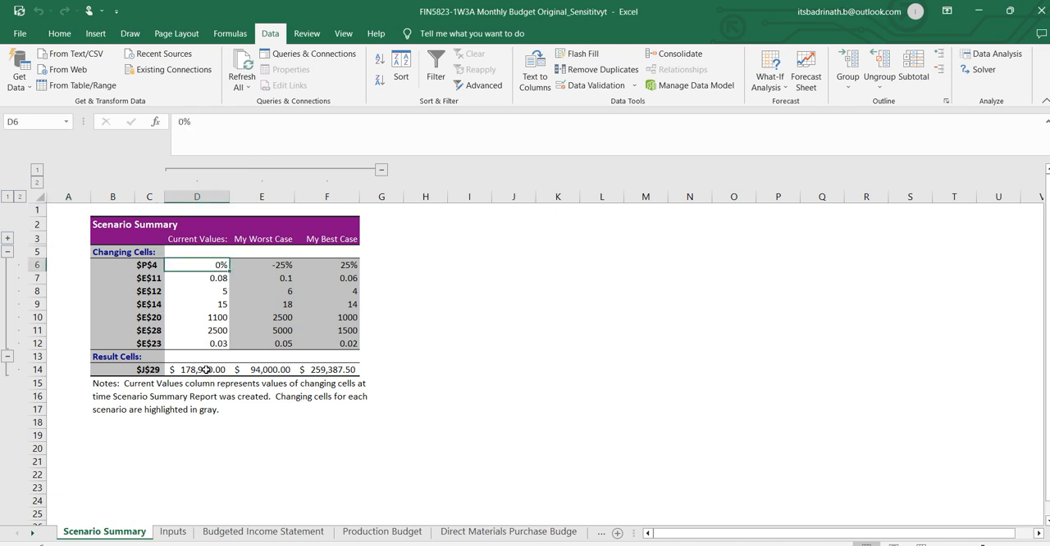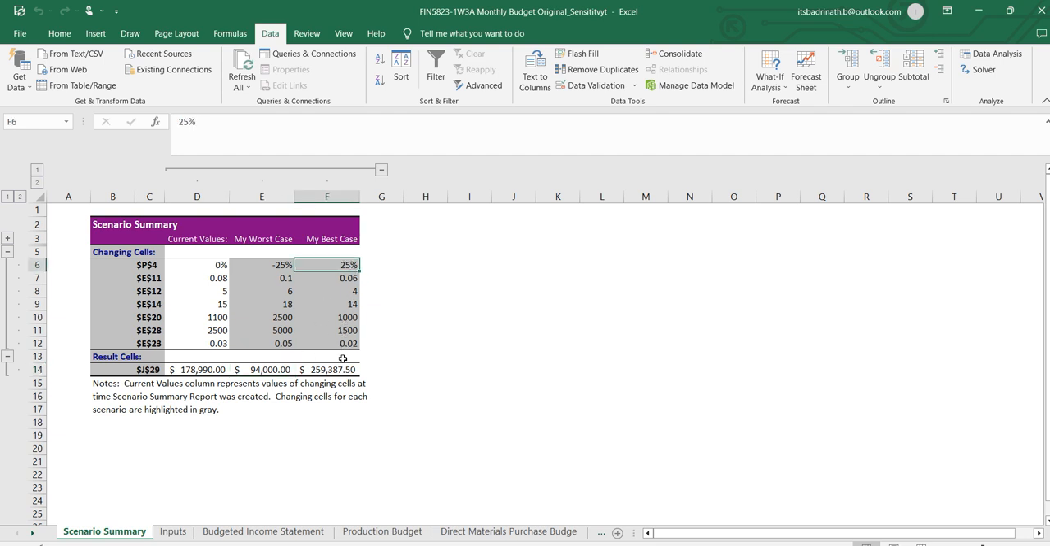సో ఇనిషియల్ గా ఉన్నది ఇది 178,990 లాగా వచ్చింది. మనకి వరస్ట్ కేసులో వరస్ట్ కేస్ సినారియో ఇచ్చినప్పుడు సేల్స్ డిక్రీస్ 25%, తర్వాత వన్ మోర్ వాల్యూ ఇట్ ఈస్ 0.1. నెక్స్ట్ 6 is the minutes that takes to complete the work. 18 is the per hour cost. 2500 is fixed overhead cost. Selling expenses, సేల్స్ కమిషన్. ఈ సినారియోలో ఉన్నప్పుడు 94,000 విల్ బి ద ప్రాఫిట్.